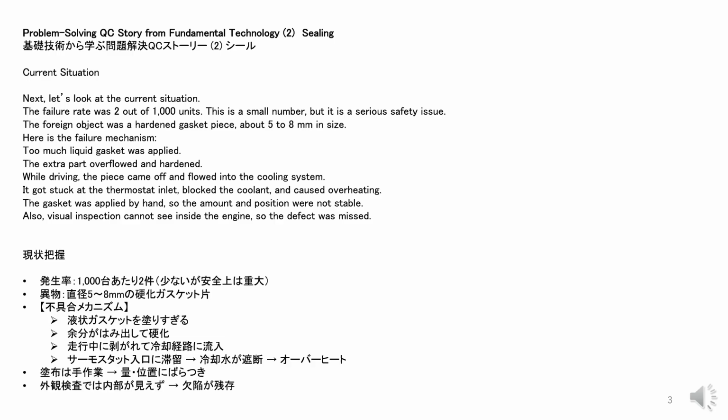Too much liquid gasket was applied. The extra part overflowed and hardened. While driving, the piece came off and flowed into the cooling system. It got stuck at the thermostat inlet, blocked the coolant, and caused overheating. The gasket was applied by hand, so the amount and position were not stable. Also, visual inspection cannot see inside the engine, so the defect was missed.